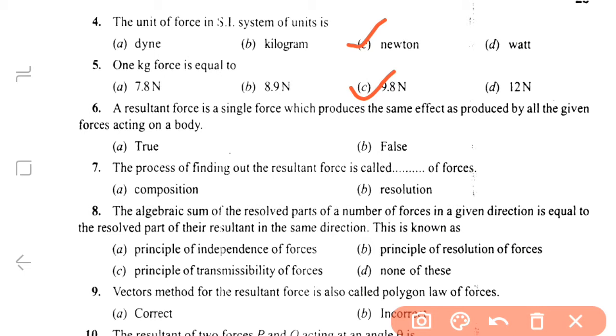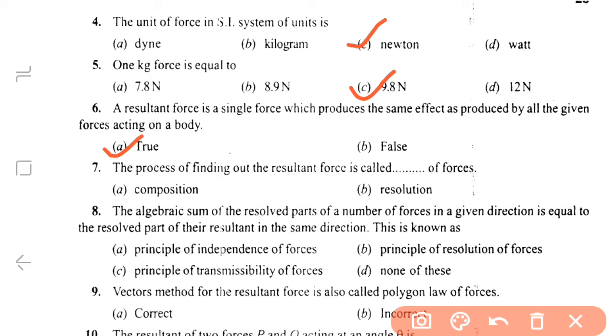Okay, now next is friends, question number 6. The resultant force is a single force which produces the same effect as produced by all the given forces acting on a body. Here options are true or false. Here option A is the correct option, that is the answer for this question.